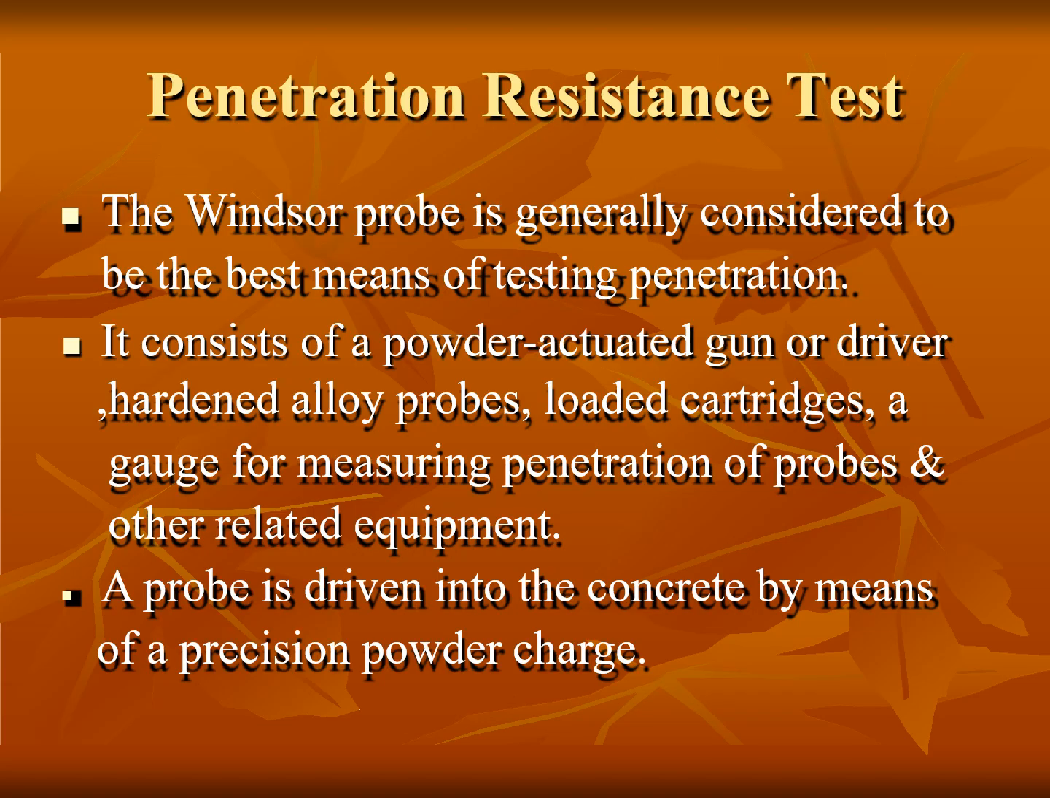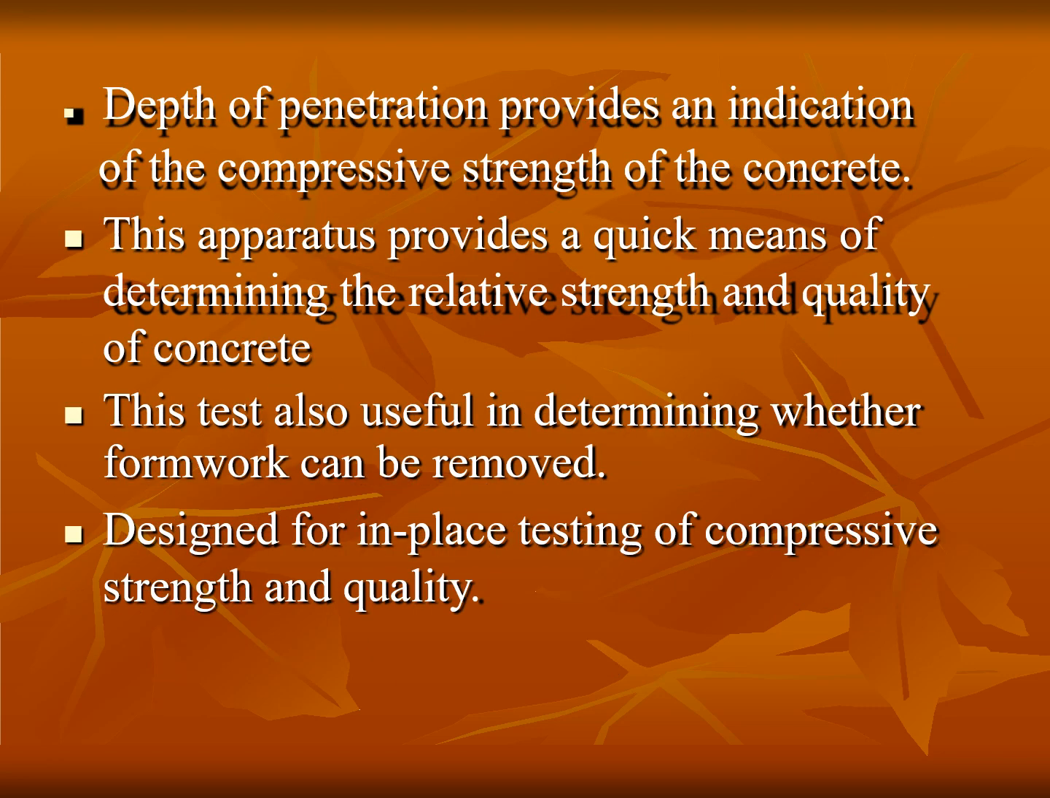Then the third one is the penetration resistance test. This test is usually considered to be the best means of testing penetration. It consists of a powder-actuated gun driven hardened probes. The probes are driven into the concrete by means of a precision powder charge. The apparatus provides a quick means of determining the relative strength and quality of the concrete. This test is also used for determining whether the formwork can be removed. It is used in place of testing the compression strength and quality of the concrete.